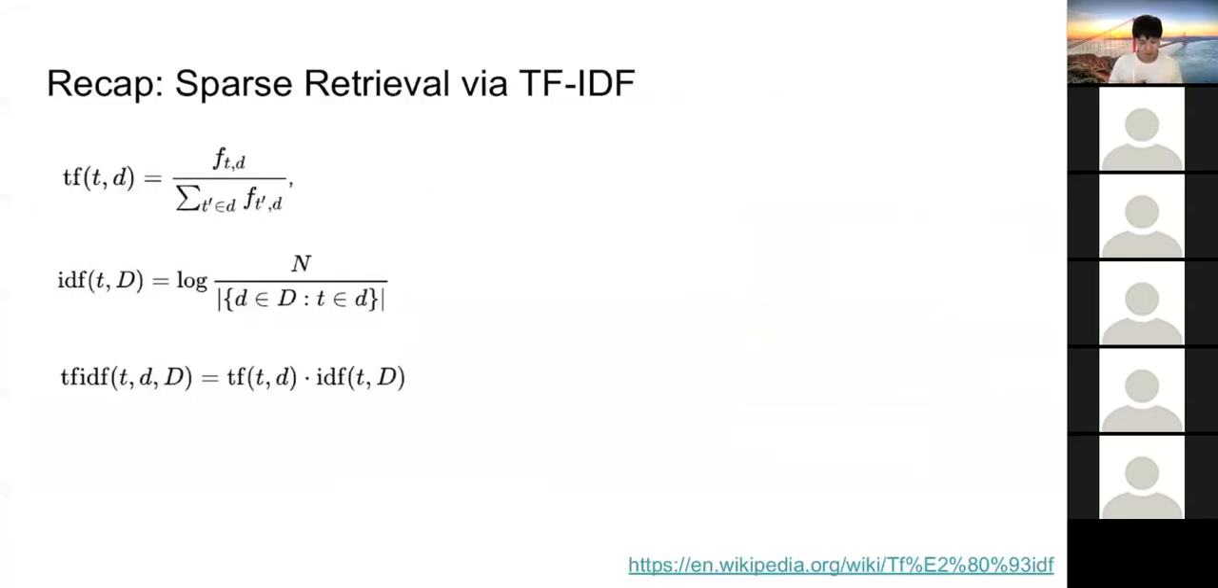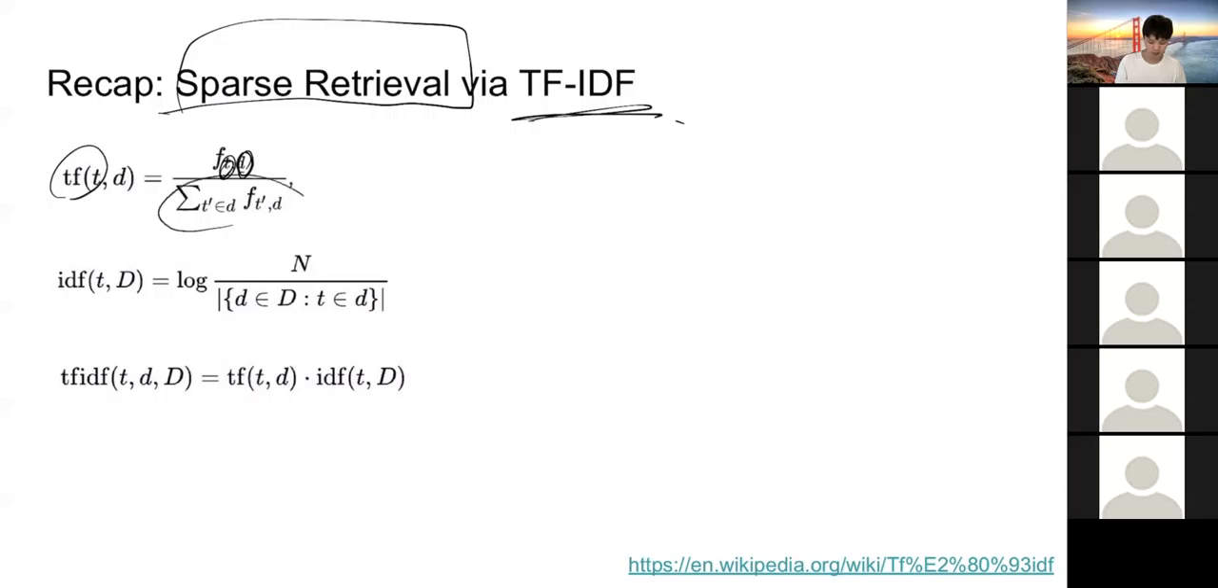But before that, just a quick recap again. We talked about one example of sparse retrieval, which is TF-IDF. Remember that this is term frequency. So you're computing how many times a certain term occurs in a document, and you are dividing by the entire document word count. So this is something like 0.2, which means that 20% of the words in D are T.